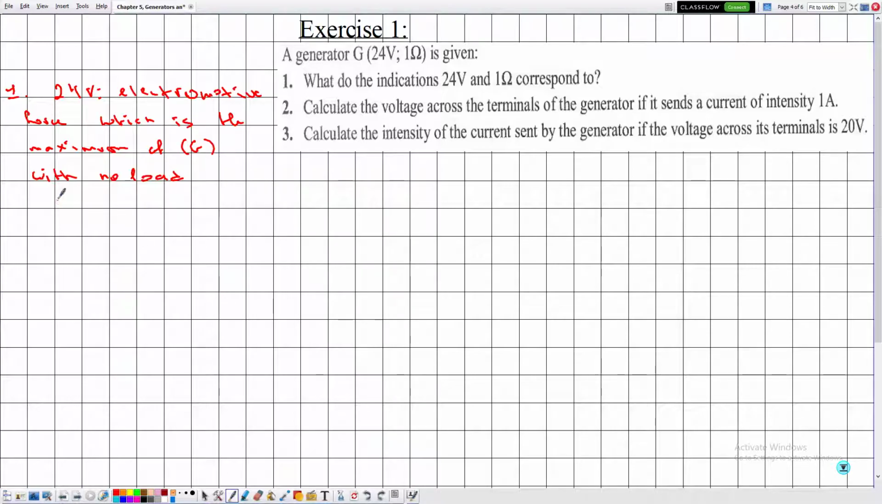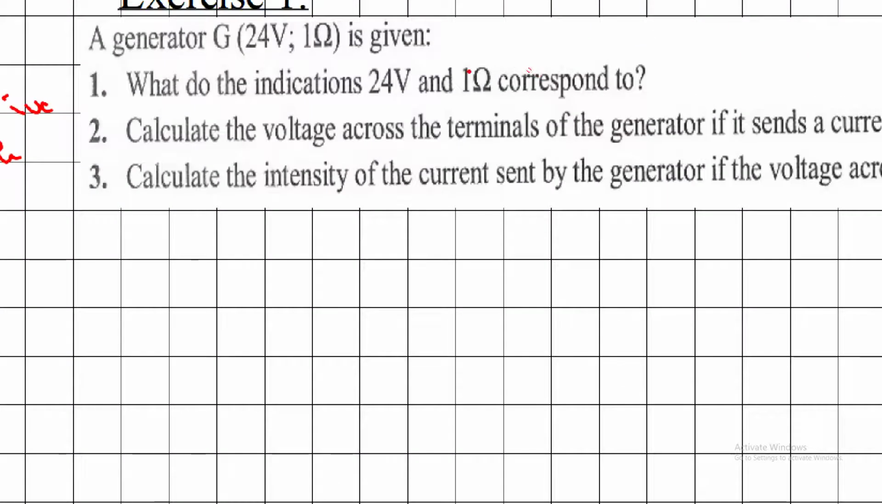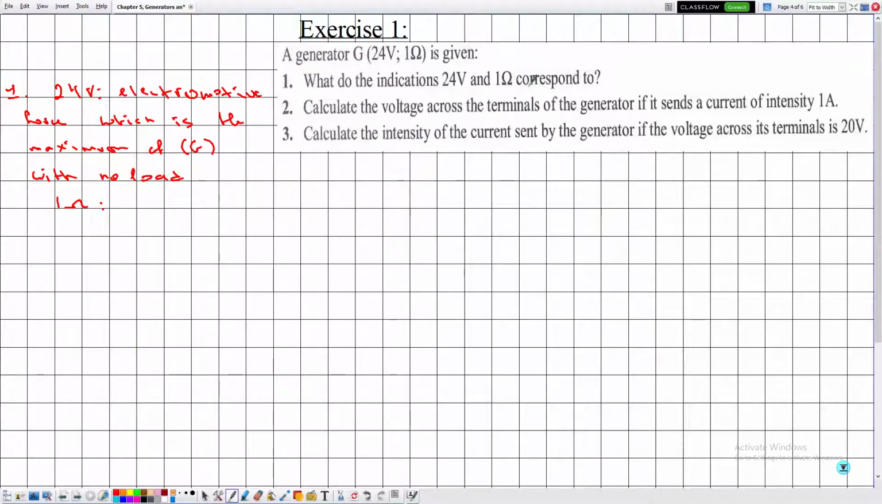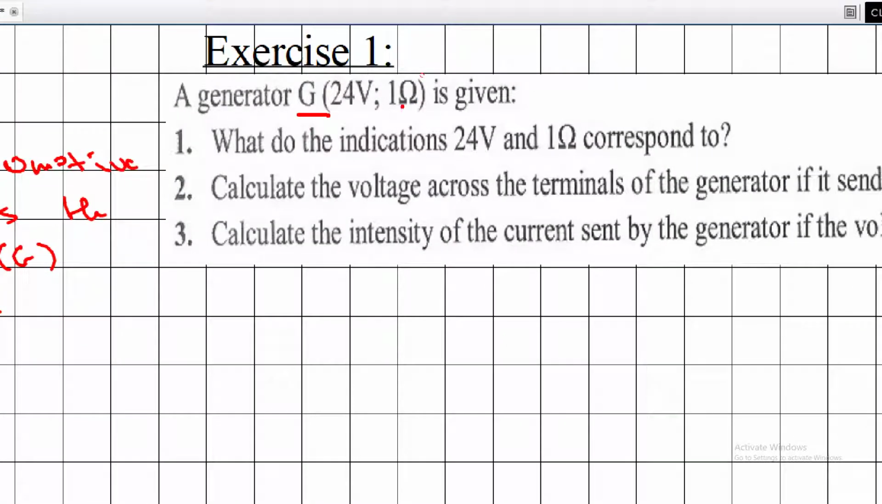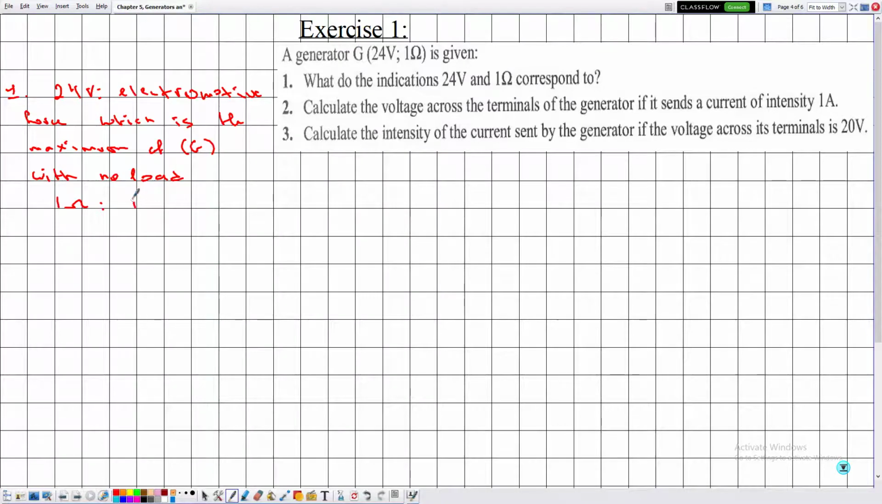Now as for 1 ohm, what does 1 ohm represent? Since it carries the unit ohm, corresponding to resistance, which resistance are we talking about? It's the resistance found in the generator, which is called the internal resistance, that causes the heating of the generator.